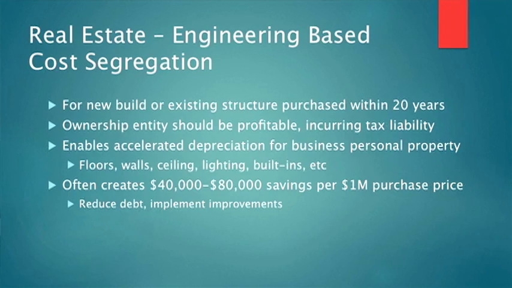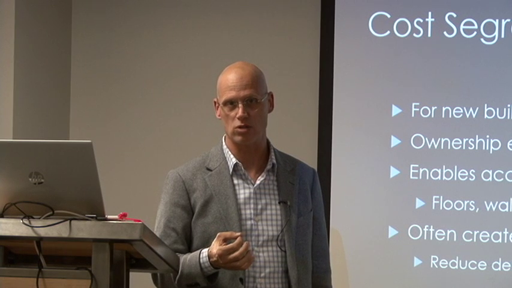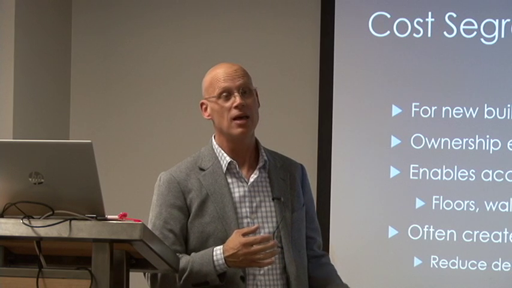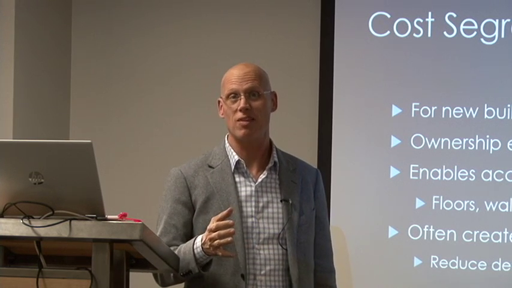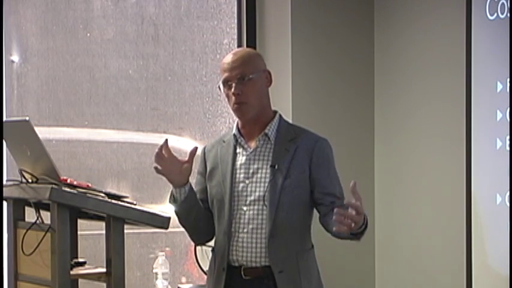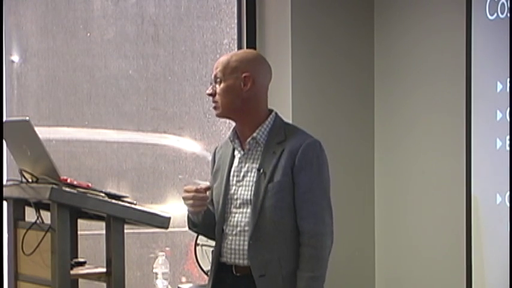The amount of savings that can be derived from cost segregation is usually between $40,000 and $80,000 for every million of cost that goes into the purchase of a building. The range there depends on the inner walls. An office building or a hotel, with more inner walls, tends to be at the higher range of that 40 to 80,000. A warehouse or a space with fewer inner walls tends to be at the lower end of that range. So there is going to be a range depending on how much business personal property is in there.